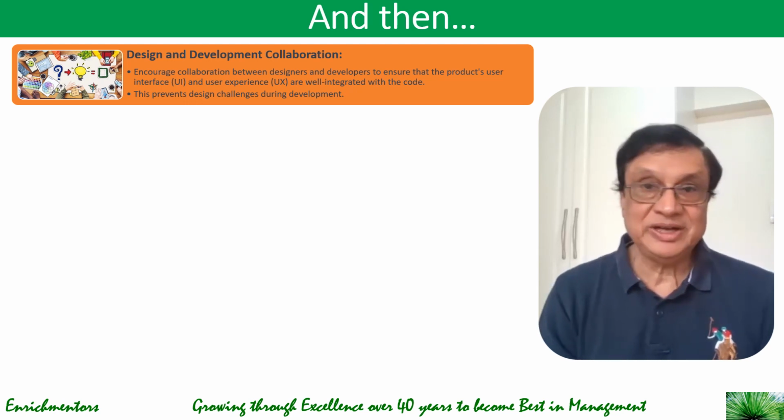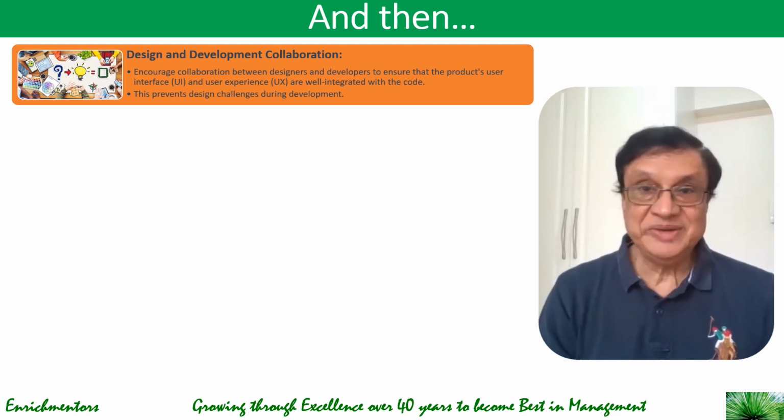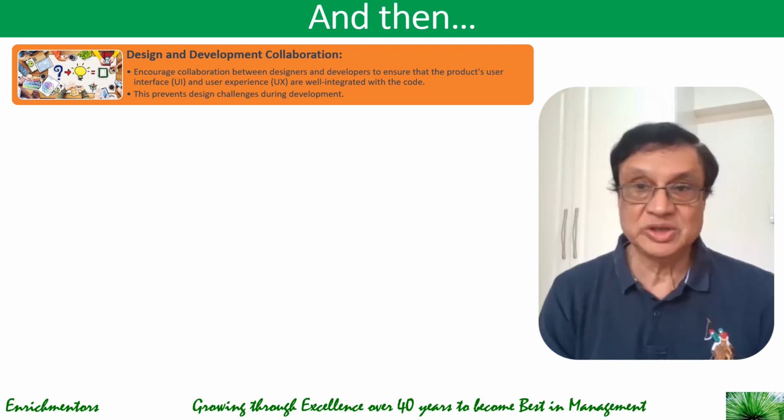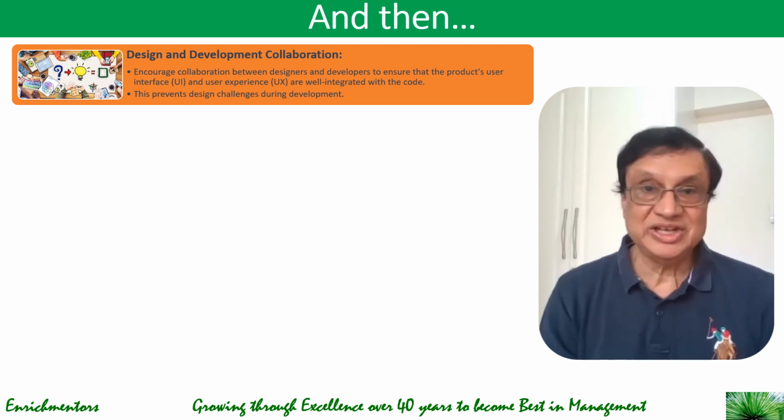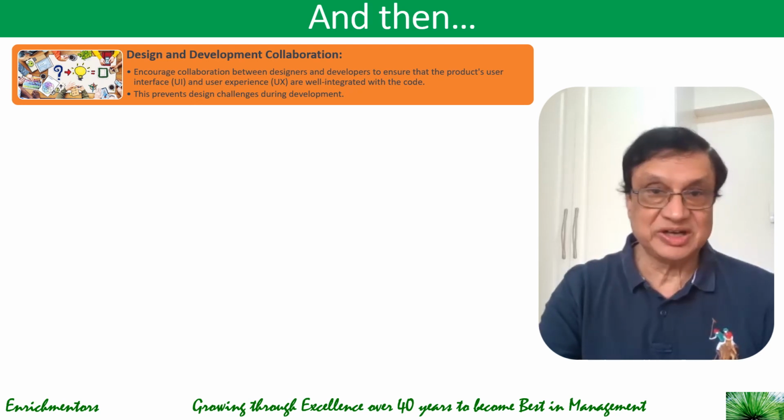Then what you need to do is design and development collaboration. There, as a product manager, your role is to encourage teamwork between designers and developers to make sure that the product's user interface and user experience are well integrated with the code. So integration between the design and development is important there. And if you can ensure this, this will prevent design challenges during the development, right? So early involvement of design in the development is critical.